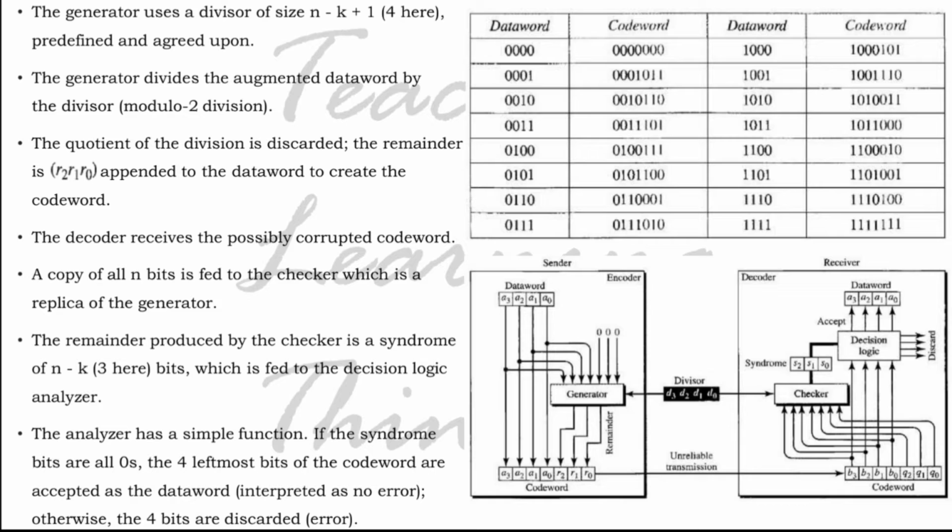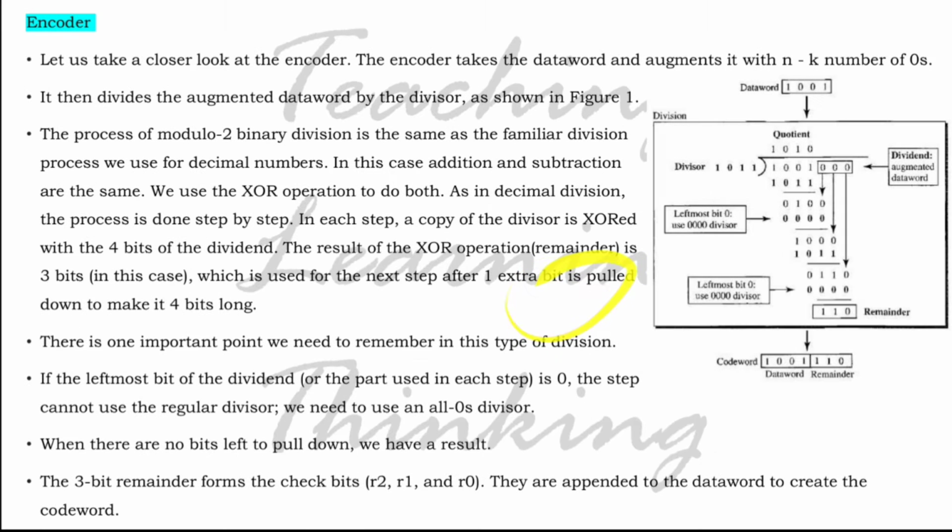If all the syndrome bits are 0, the 4 leftmost bits of the codeword are accepted as the data word, interpreted as no error. Otherwise, the 4 bits are discarded, which means there is an error. The figure shows the exact explanation that I have given now, with the sender and receiver.